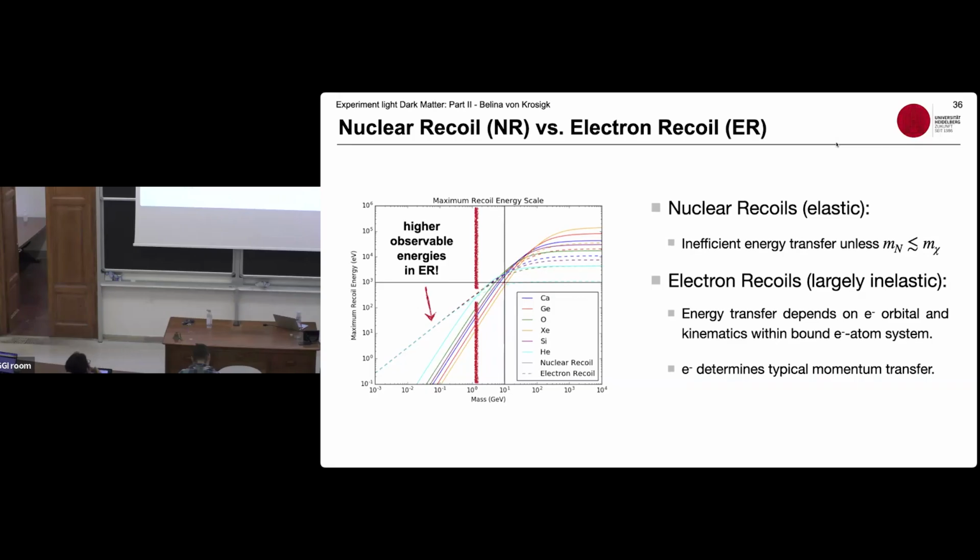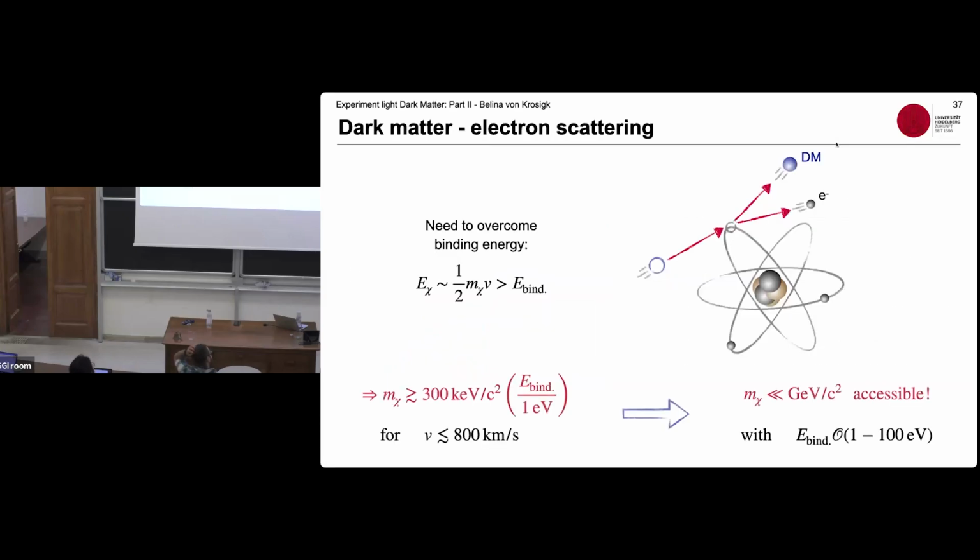The one thing I should, of course, point out is that the electron recoils are largely inelastic. So it's not the simple picture that we have with dark matter nuclear scattering, but instead the energy transfer depends on the orbital of the electron, and it depends really on the motion of the electron. Again, we need to keep in mind this is not a free electron, and the electron is what in the end determines the typical momentum transfer.